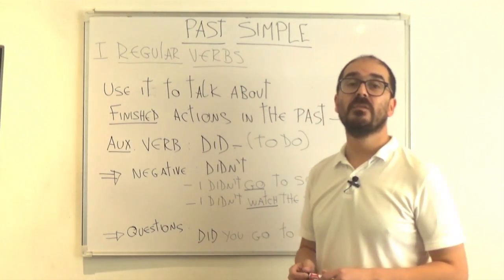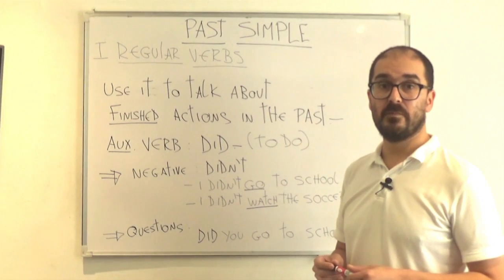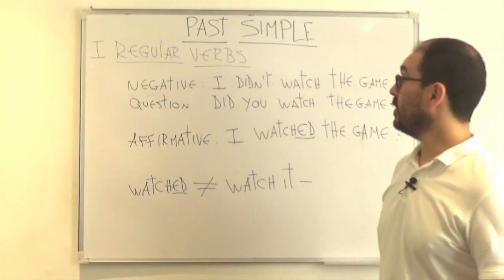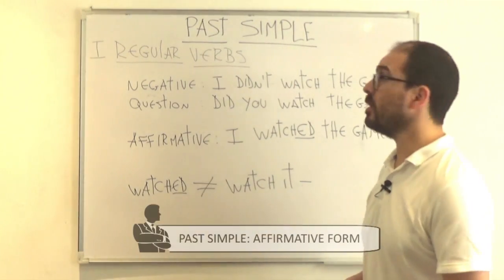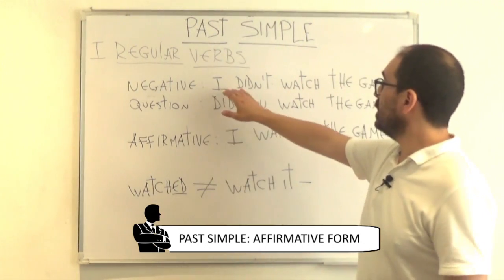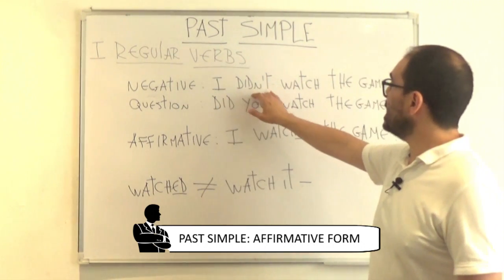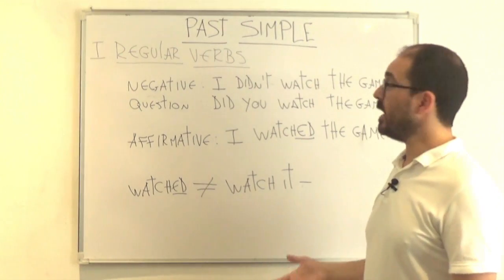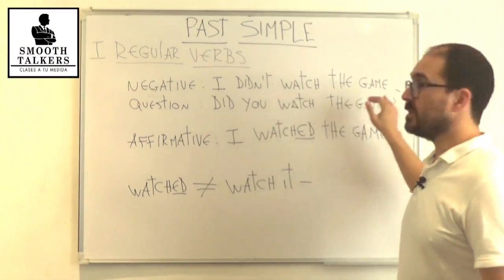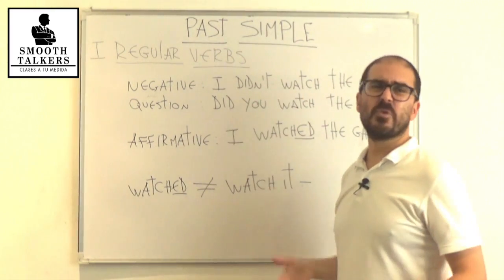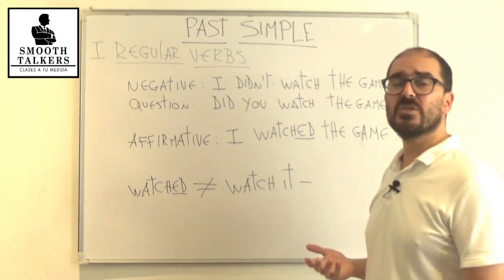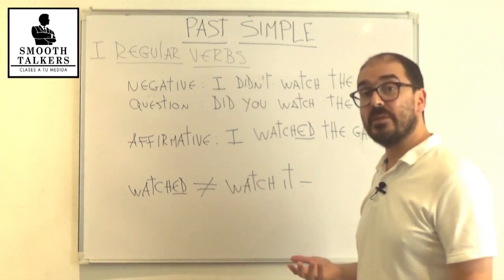Following, we're going to talk about the affirmative form and we're going to deal a little bit with pronunciation. All right, so as I mentioned before, we're going to use did and didn't as our auxiliary verbs. So, negative phrase, I didn't watch the game. And in a question, did you watch the game? So, this is pretty similar to present simple, right? The complication starts when we speak in affirmative.